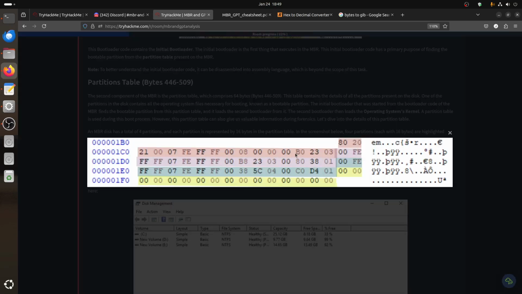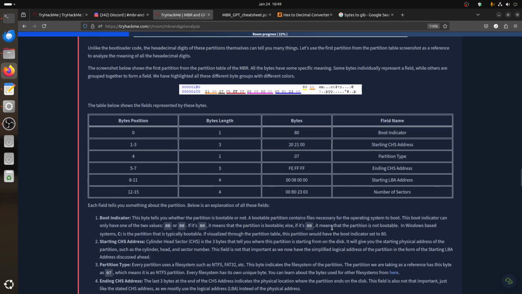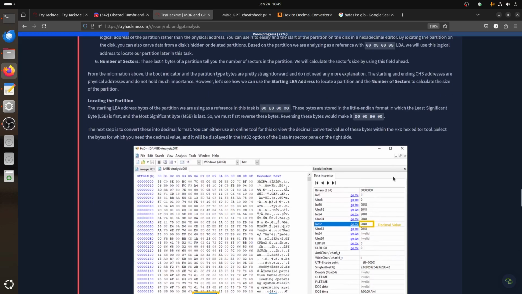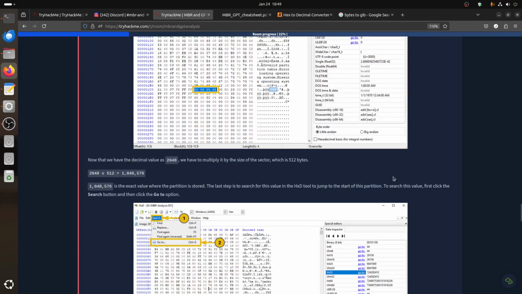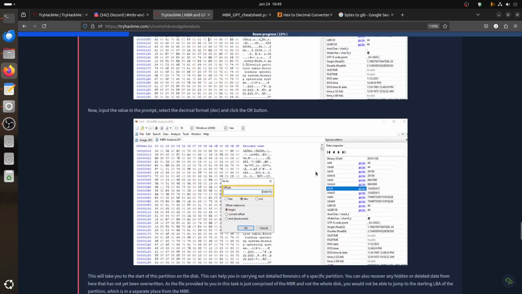We also need to know how many partitions are in the system, the number of the partitions, and where they are. The last 4 bytes of the entry tell you the number of sectors in the partition. We'll calculate the sector size by using this field. This thing is better to practice. I'm already getting confused now. We'll come to this when we try to solve the room questions.